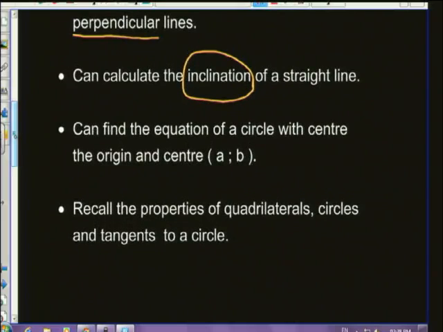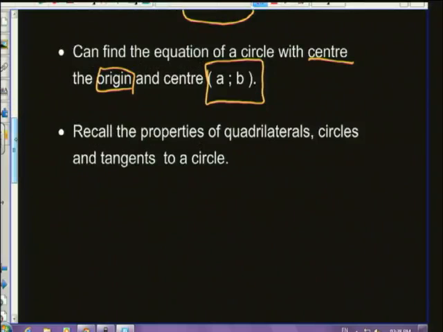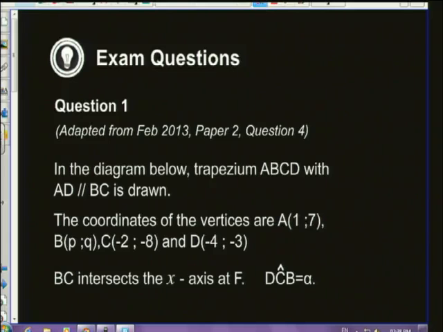Be able to find the equation of a circle with a center at the origin and with a center at another point, not (0, 0). Another point, we'll call it (a, b) in general. Lastly, be able to recall the properties of quadrilaterals, circles, and tangents to a circle. Right, so now that you know what we need to know for our exams, let's jump into the questions.